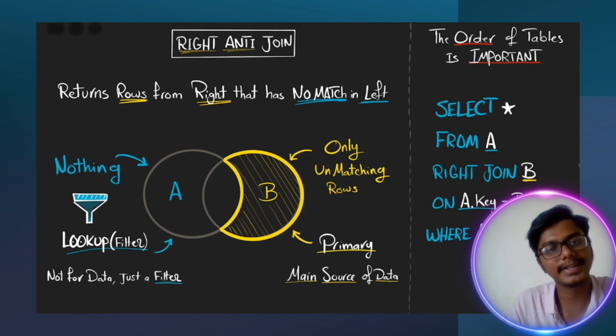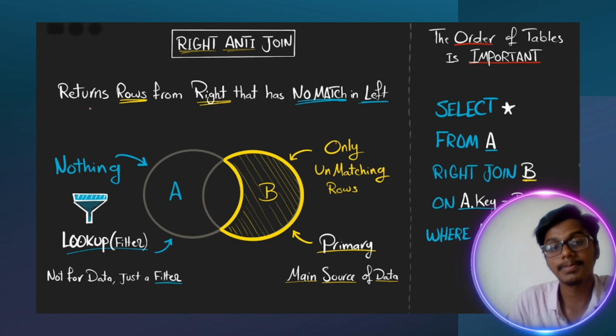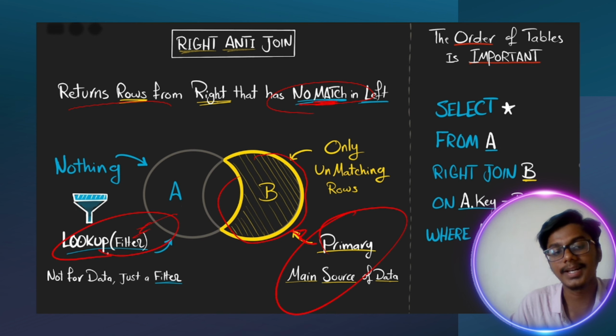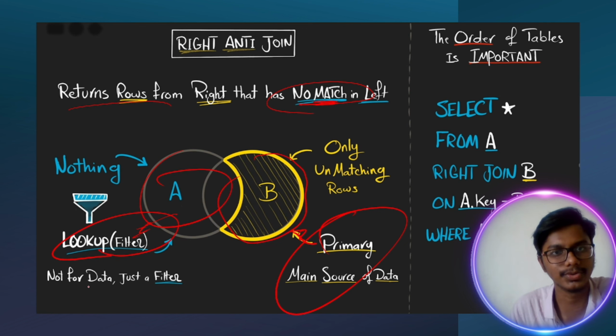So let's get into the right join. It returns rows from the right, quite the opposite of the left join. It returns rows from the right that have no match in the left. We want to see only the unmatching rows. Then I consider the right table as my primary source and this as my secondary source. I'm going to use the lookup filter on table A.